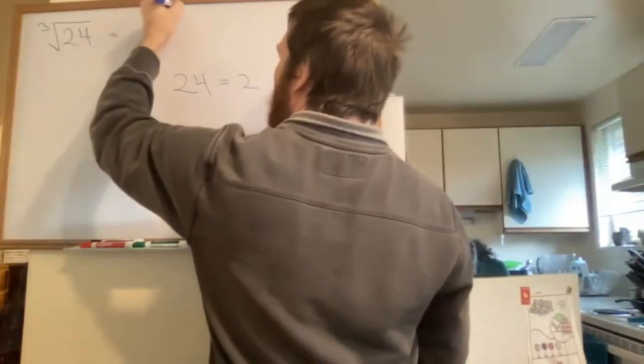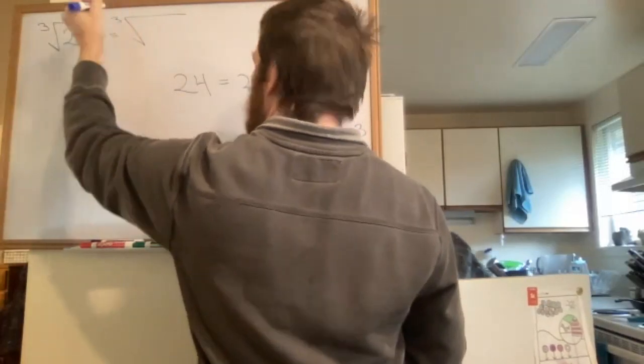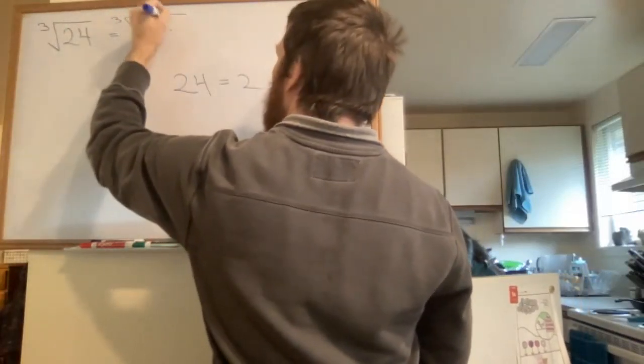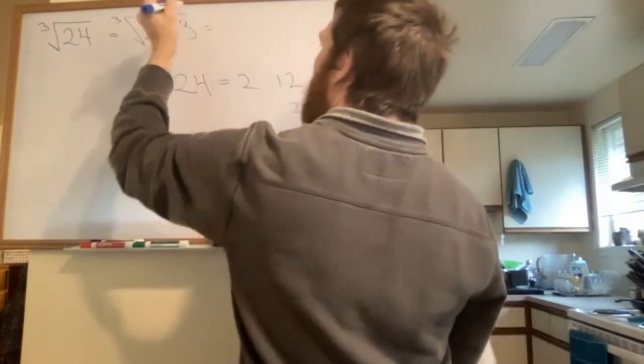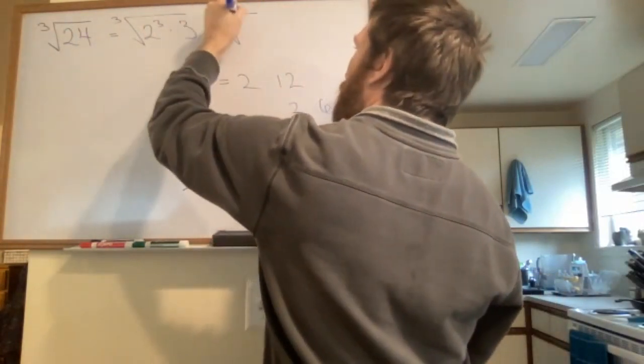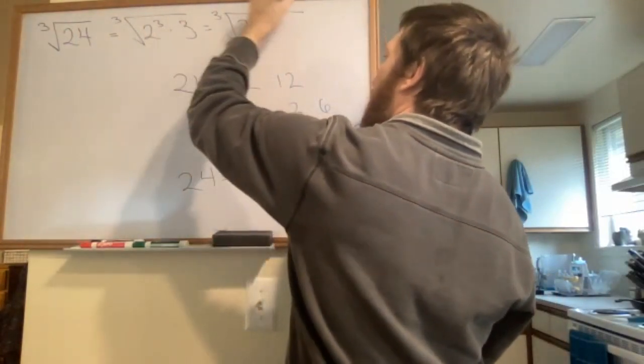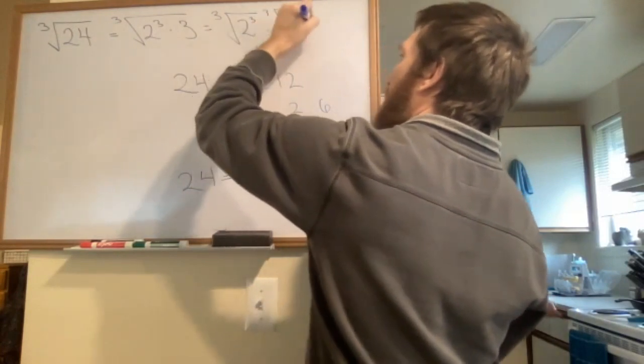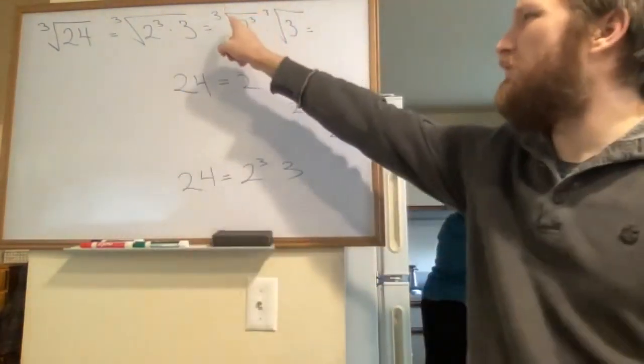And I'm going to rewrite this then as 2 to the 3rd times 3, which I could rewrite as the cube root of 2 to the 3 times the cube root of 3. What is the cube root of 2 to the 3?